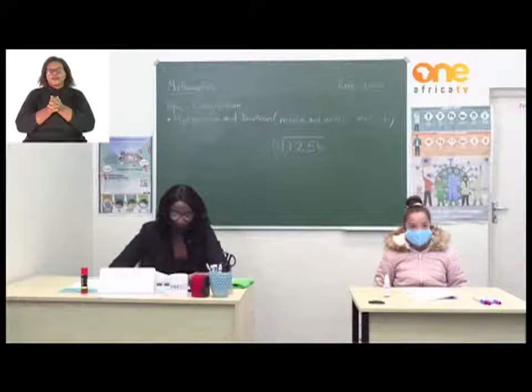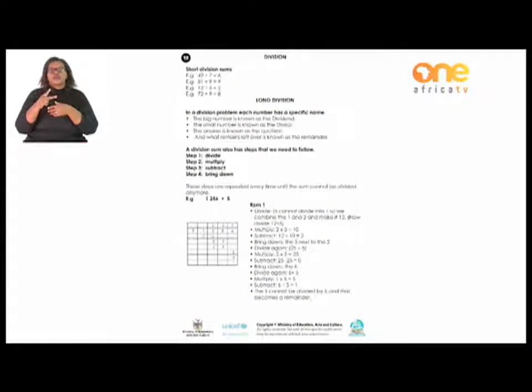Boys and girls, let's go on page 12 with division. Short division sum. Example 1. We have 42 divided by 7. And what is our answer? 6. Number 2, we have 81 divided by 9. What is the answer? 9. Third example, 12 divided by 6. What is our answer? 2. The last example, we have 72 divided by 9. What is the answer? 8.